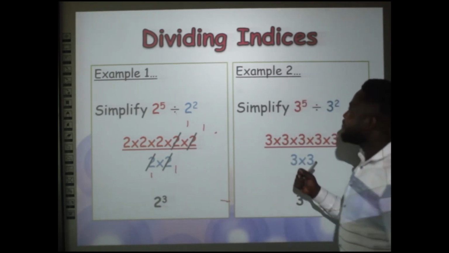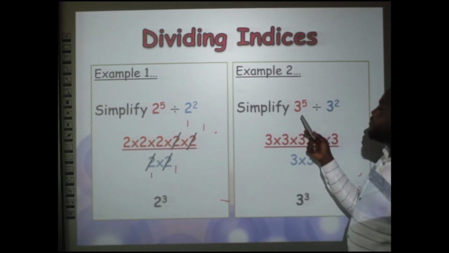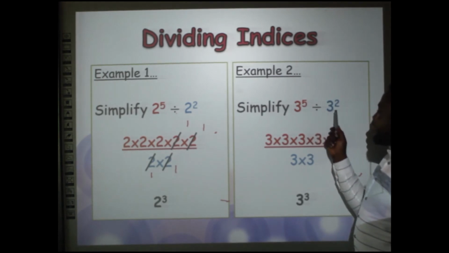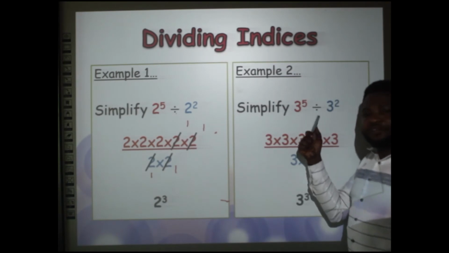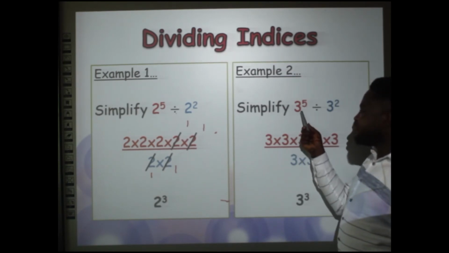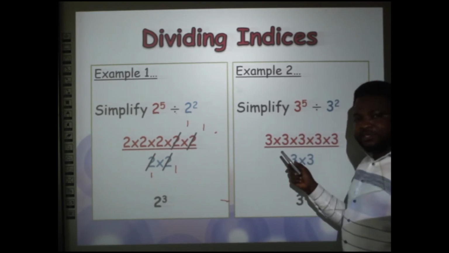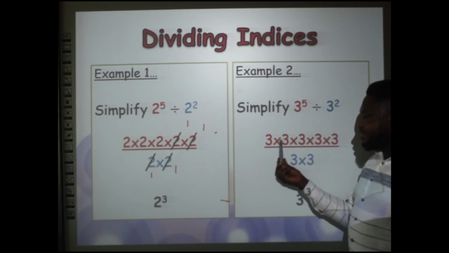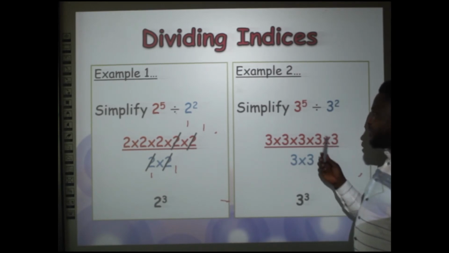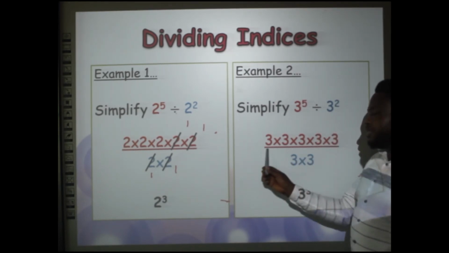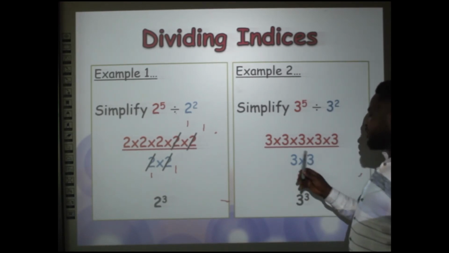Okay, now let's look at example 2. Simplify 3 raised to the power of 5 divided by 3 raised to the power of 2. Okay, now decide to write this in the expanded form. 3 raised to the power of 5, that means you multiply 3 by itself 5 times. Okay, repeated multiplication. So this is going to give us 3 times 3 times 3 times 3 times 3. The division sign, you write something like this. Then 3 raised to the power of 2, 3 times 3.